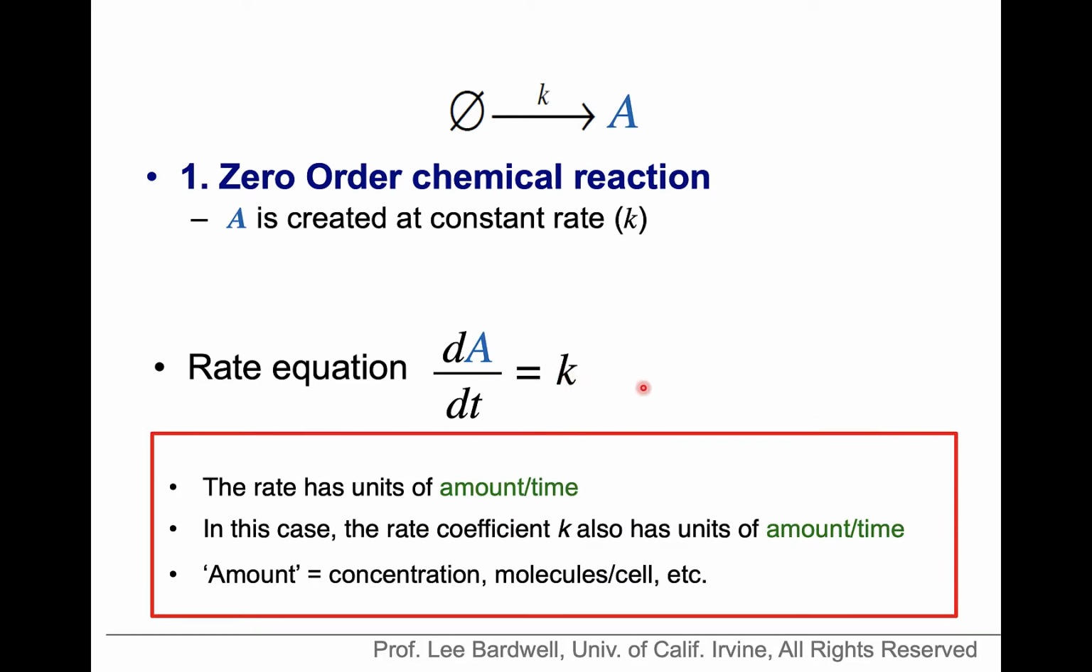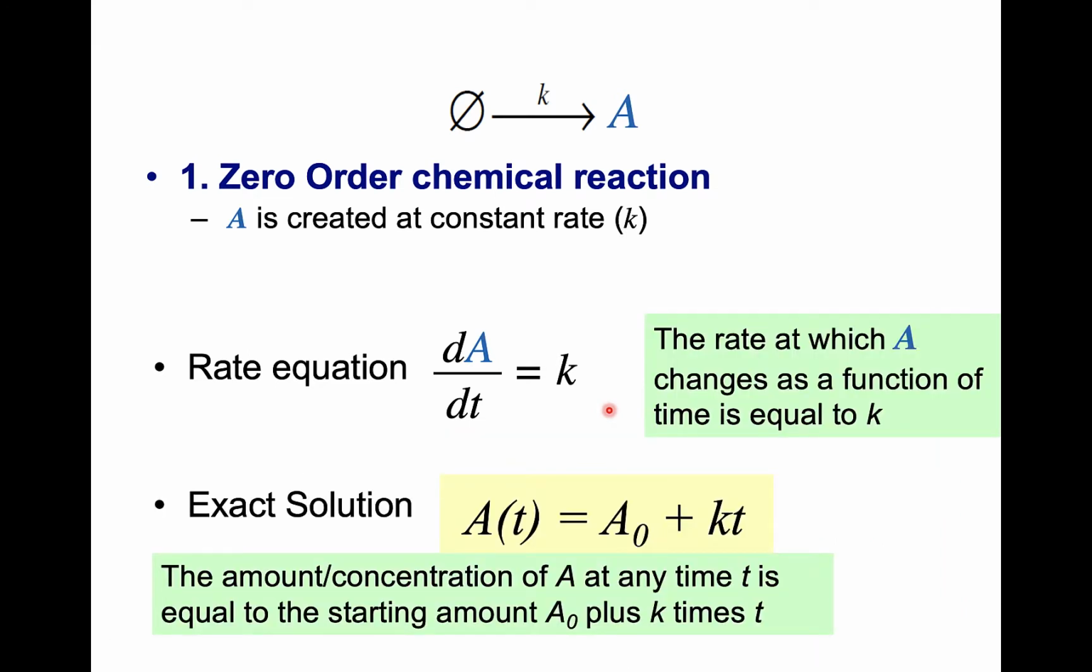The rate of change of a chemical reaction has units of amount per time. Amount could be concentration, amount could be molecules per cell. In this case, the rate coefficient K also has units of amount per time, but we'll see that rate coefficients take on different units depending upon the situation. This rate equation can be integrated, and I won't show you how to do that here, but there's plenty of places to find that.